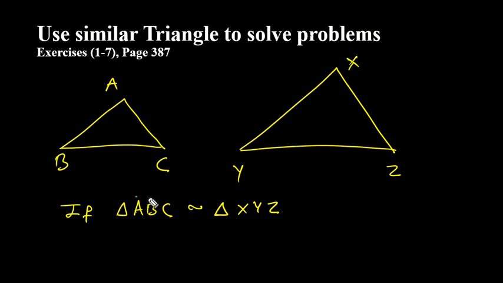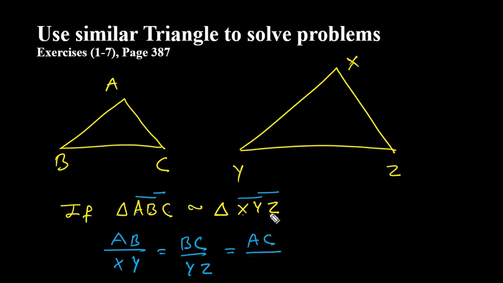follow. So AB ratio XY equal BC ratio YZ equal AC ratio XZ. This should be the sequence. You cannot take randomly any other sequence, okay? It should follow. So the ratio of all of these should be the same.